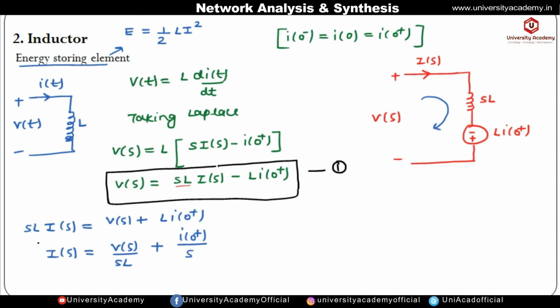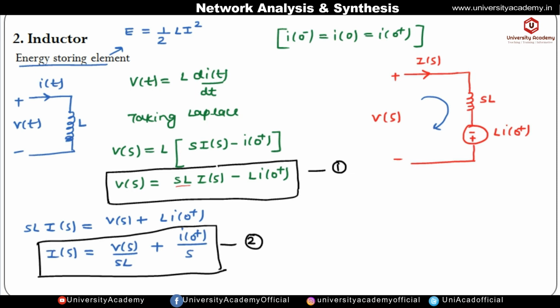So now this is equation 2. Let us represent this also. Here I of s is equal to V of s by sL. Here the current is a sum of two terms, suppose I1 and I2, so it will be represented like this. Suppose the voltage is V of s and the total current flowing is I of s.